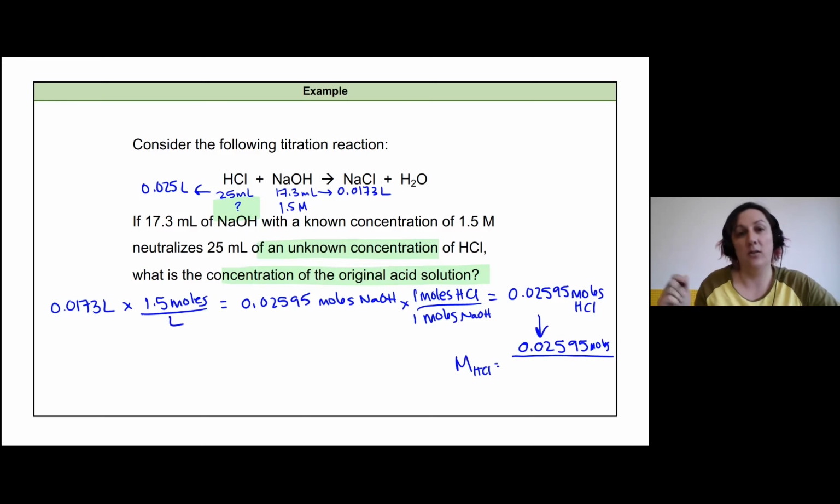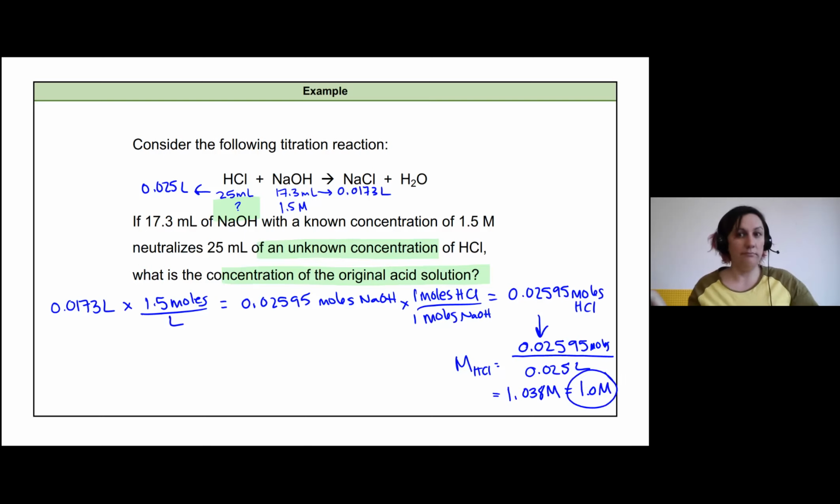Oh, sorry, that would be of my total solution. I wanted to know what the original acid solution's concentration is. So that means I'm going to use that 25 milliliters of acid that I started with. So that's the 0.025 liters. And that gives me a concentration. If I use just 2 sig figs, it's 1.0, but 1.038 molar, so 1.0. And that's how I figure out the concentration of that acid.